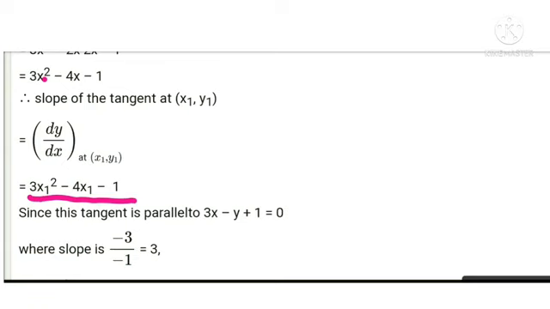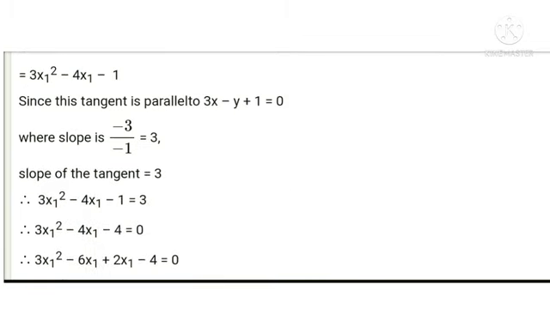But in the question it is given that the tangents are parallel to this line. So you first find the slope of this line. Slope of this line is minus a upon b, that means minus 3 upon minus 1. Okay, so we get slope of this line as 3. Therefore, slope of tangent is here 3. Why? Because here the tangents are parallel.